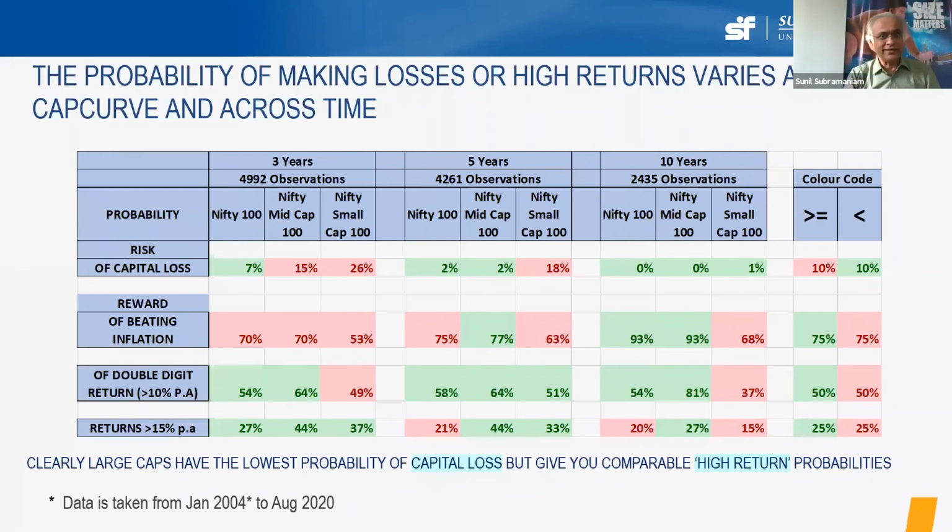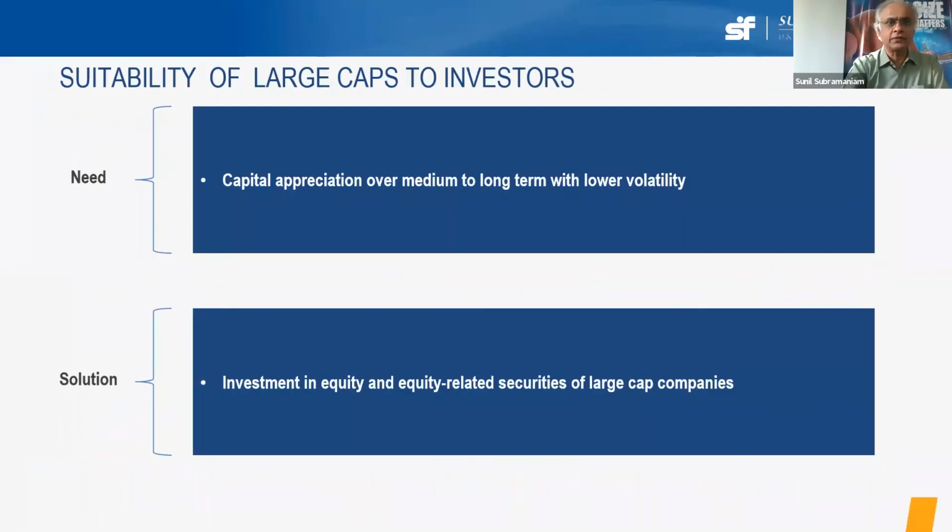So as you can see here, clearly large caps have the lowest probability of capital loss, but they give you comparable high return probability. So that's one point, that if you're conservative, aggressive, this can be a good way to choose. So on that basis, right, clearly large caps are suited to those who need capital appreciation over the medium to long term with a lower volatility. I hope that point was made.